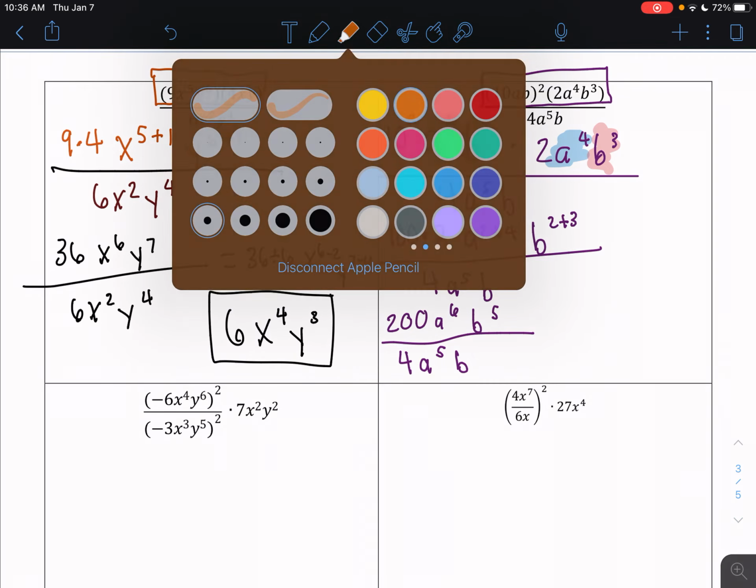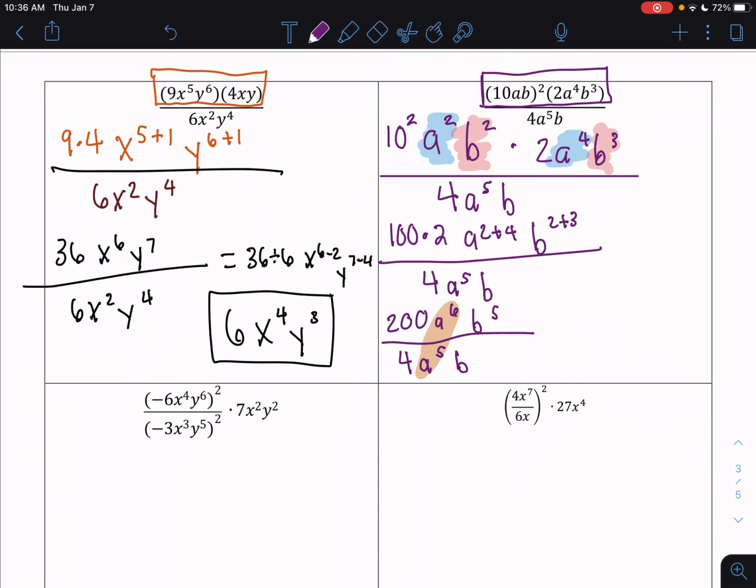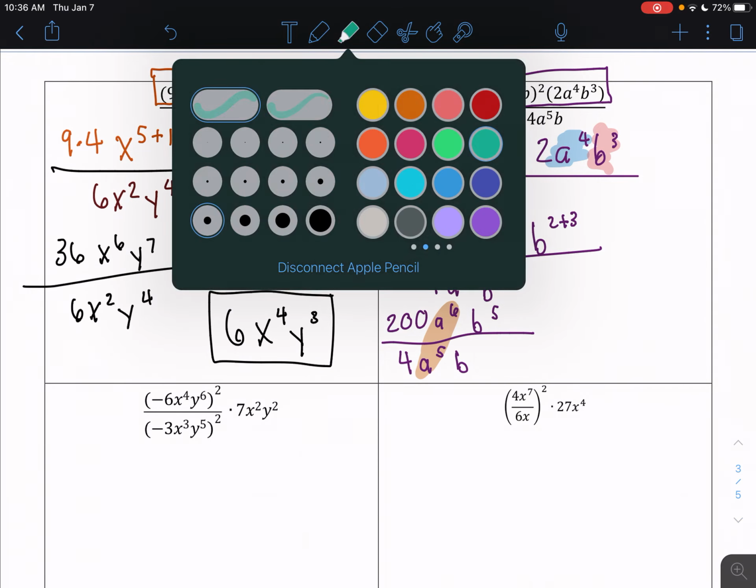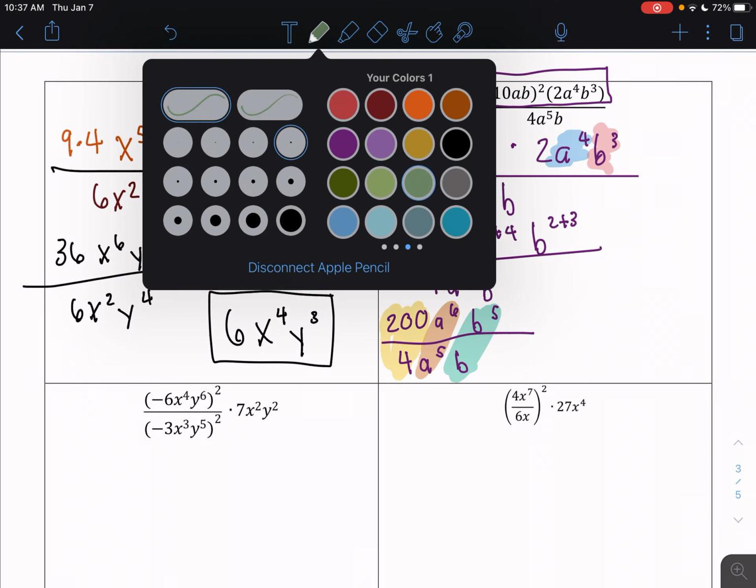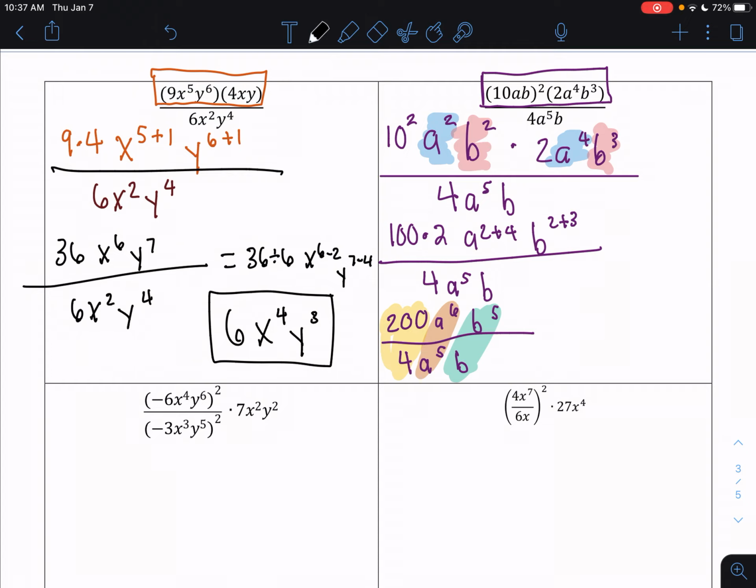Now we need to use our dividing rule. So we have these a's here. We have these b's here. And then of course our numbers that we can divide. So 200 divided by 4 is 50. And then we would have a to the 6 minus 5 and b to the 5 minus 1. So we'd get 50a times b to the 4th. And that's our answer for that one. You're doing great. 2 more.